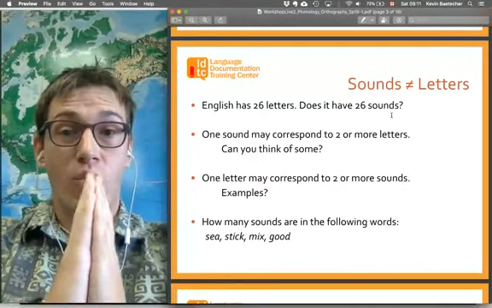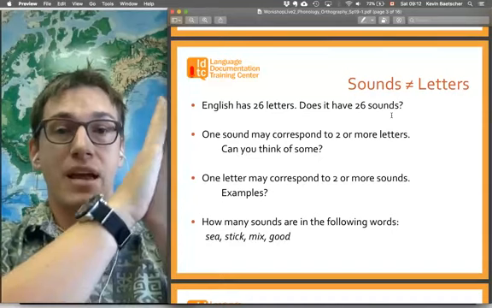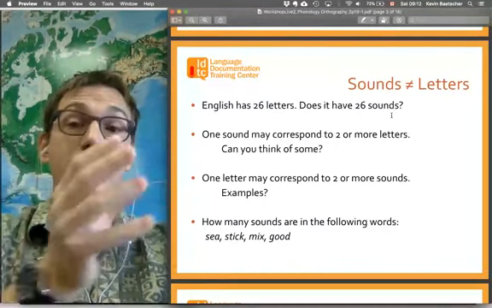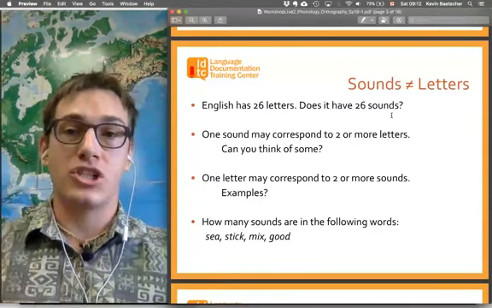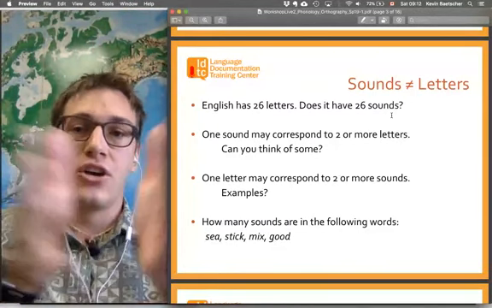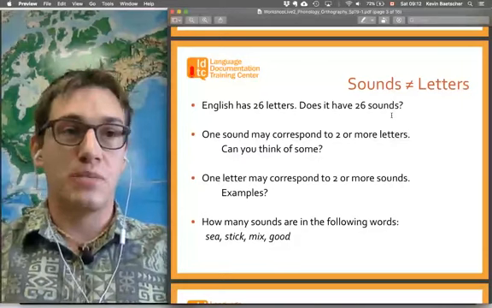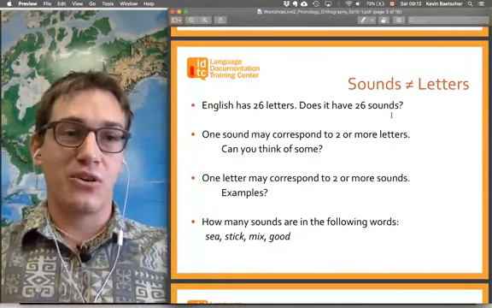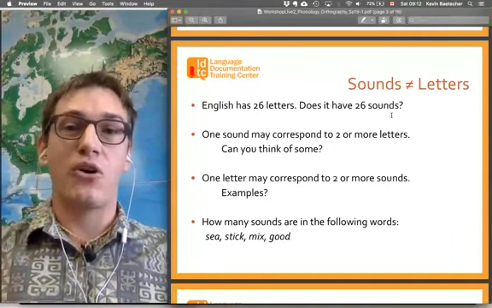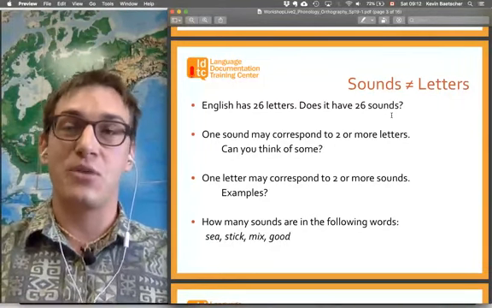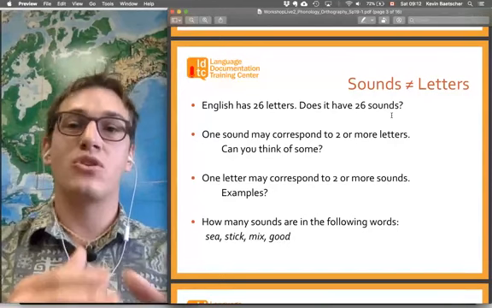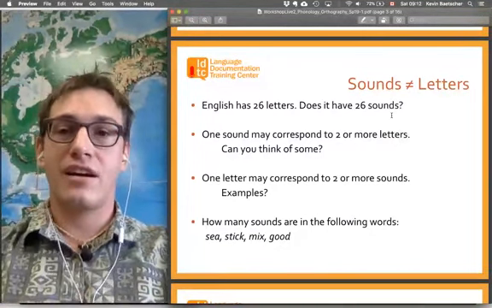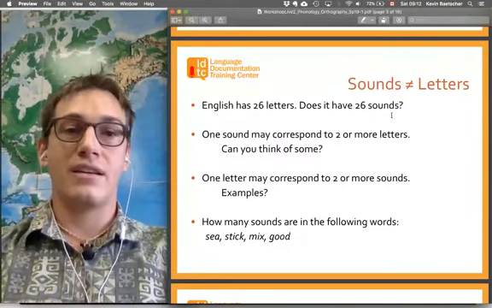So one sound may correspond to 2 or more letters. There might be some sounds that can be represented in different ways. In English, let's talk about English first. I know I could use some of your languages that you speak, maybe some bigger languages like Russian or Spanish, but I know that everyone speaks English because otherwise you wouldn't be listening to this presentation. So let's start with English, okay? So what sounds can you think of that are represented in different ways?